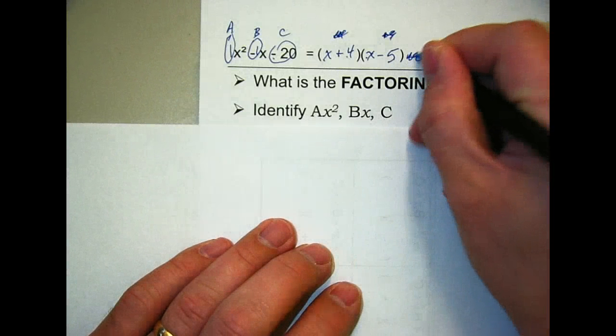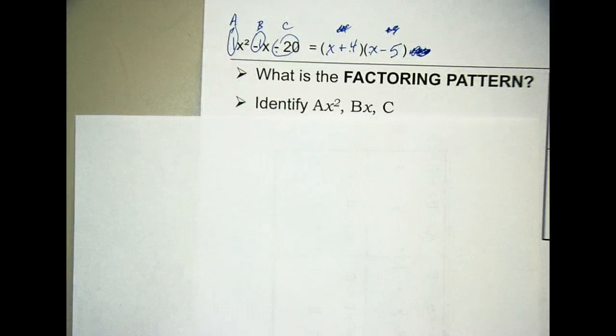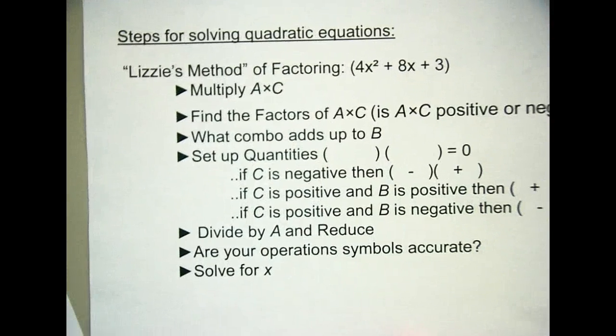Everyone rate themselves 1 to 5. 5, I get where we're at. 1, I don't get it at all. All right. Very good. You guys have this sheet right here. These are the steps for Lizzie's method.